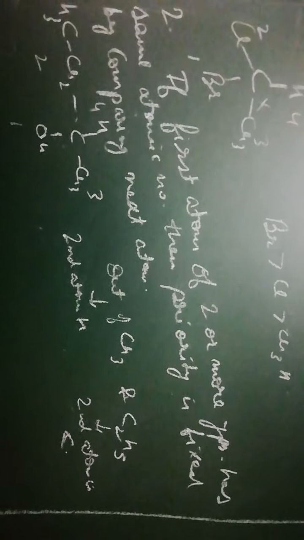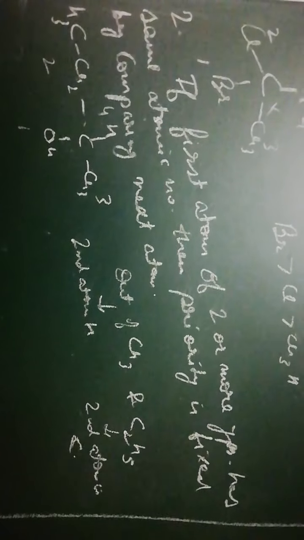The second sequence rule is, if the first atom of 2 or more groups has the same atomic number, then the priority is fixed by comparing the next atom. For example, we have this molecule and this is the chiral carbon atom. So the first priority is oxygen. For the OH group, we only have to look at the oxygen. The atomic number of oxygen is maximum, so oxygen is given the first priority.